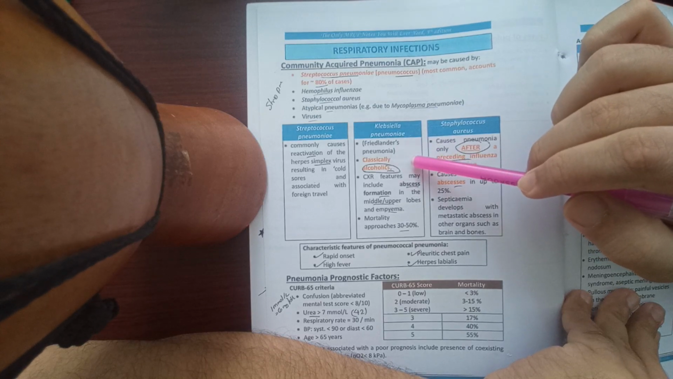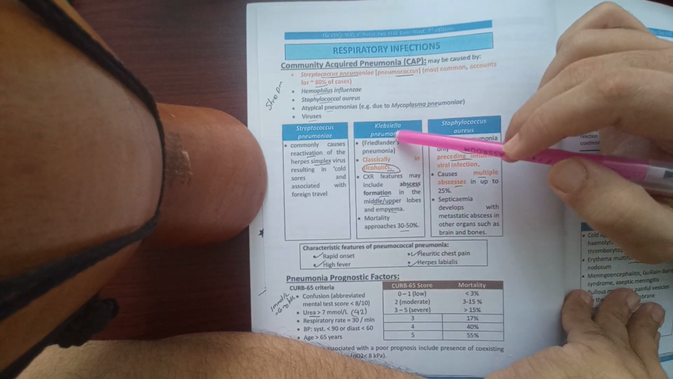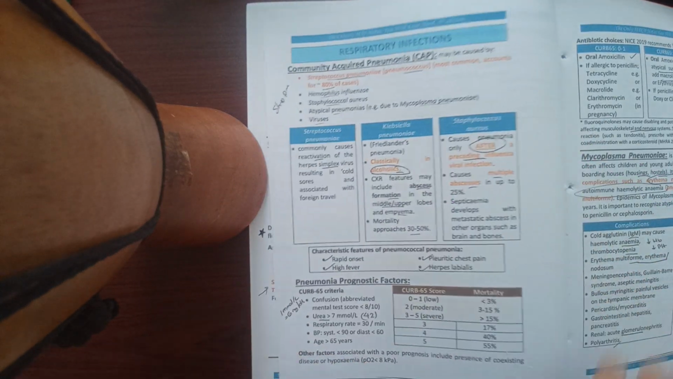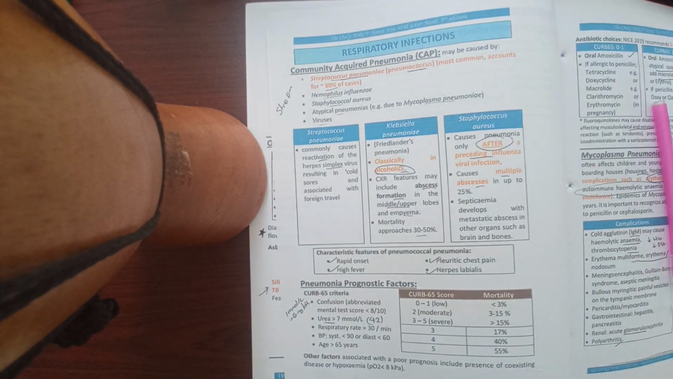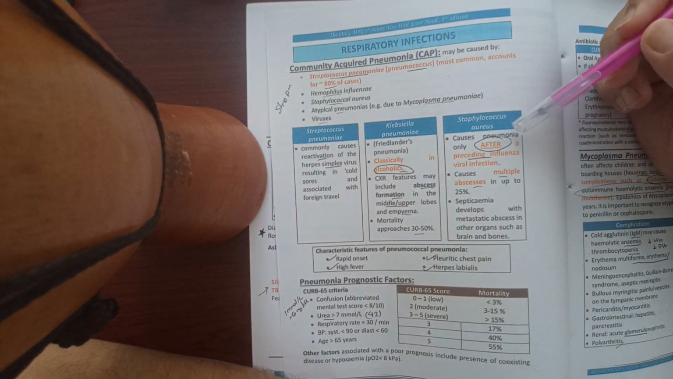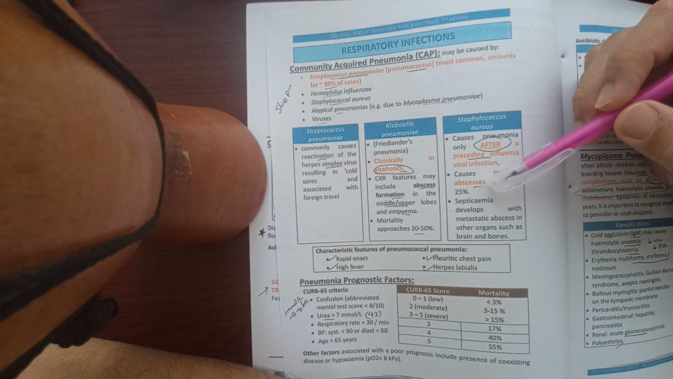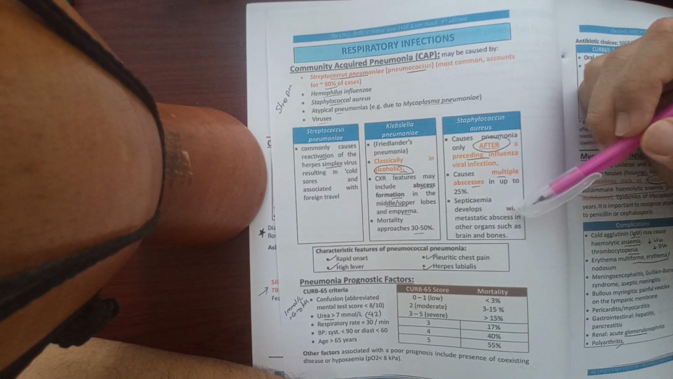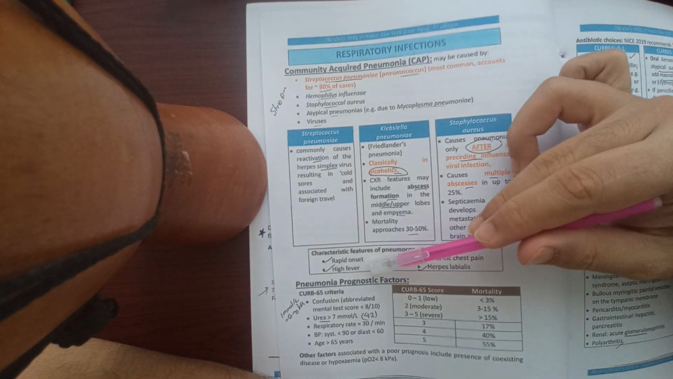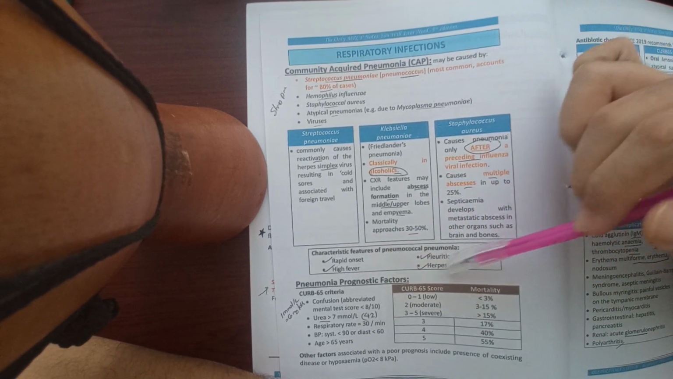classically in alcoholics. Chest X-ray features may include abscess formation in the middle or upper lobe and empyema. In alcoholics, Klebsiella, remember that. Mortality 30 to 50%. Staphylococcus aureus causes pneumonia usually after a preceding influenza viral infection, causes multiple abscesses in up to 25%. Septicemia develops with metastatic abscesses in other organs such as brain and bones. Characteristic features of pneumococcal pneumonia: rapid onset, high fever, pleuritic chest pain, herpes labialis.